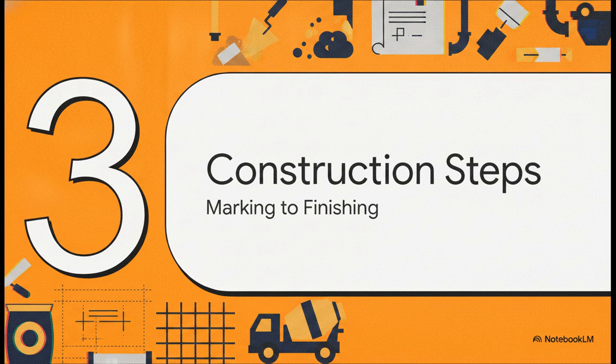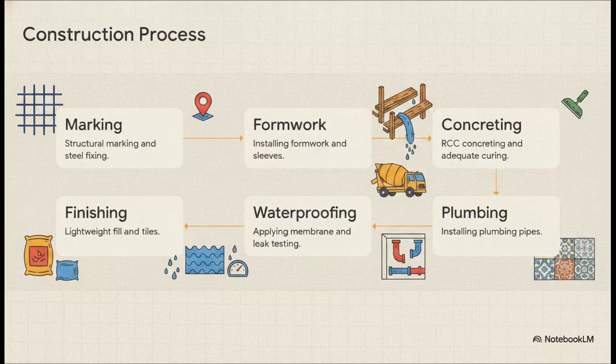Okay, Section 3, Key Construction Steps. We're going from marking right through to finishing. Actually executing a sunken slab on a site is a pretty complex, multi-step process. But to make it easy to digest, let's break its life cycle down into 6 main phases.